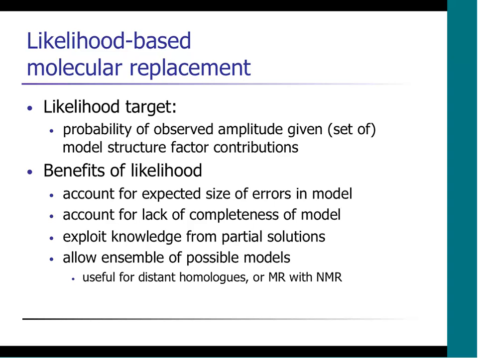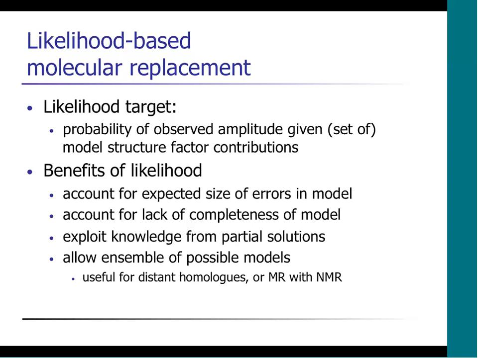If you have a partial solution, and you're building up the structure of a complex, then likelihood gives you a natural way of exploiting that knowledge, so that you take what you know already and add some new information to that. It also allows us to use ensembles of models. If you only have models derived from distant homologs, typically you'll have several possible choices, and instead of having to choose one, you can put them all together as an ensemble, and that will give you a better overall model for what's going on in your crystal. Another application is an NMR ensemble, where molecular replacement works much better with the ensemble than with any individual structure from it.